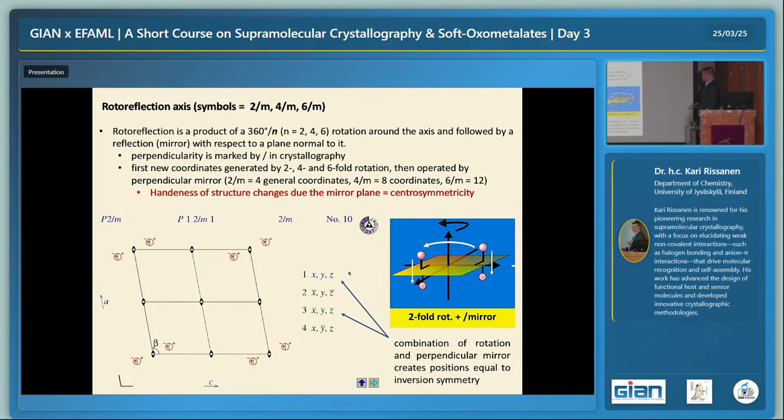And now there is an example of that. So we have a twofold rotation and a mirror. So first rotating and then mirroring, one will create 3 others. And this is how it works.